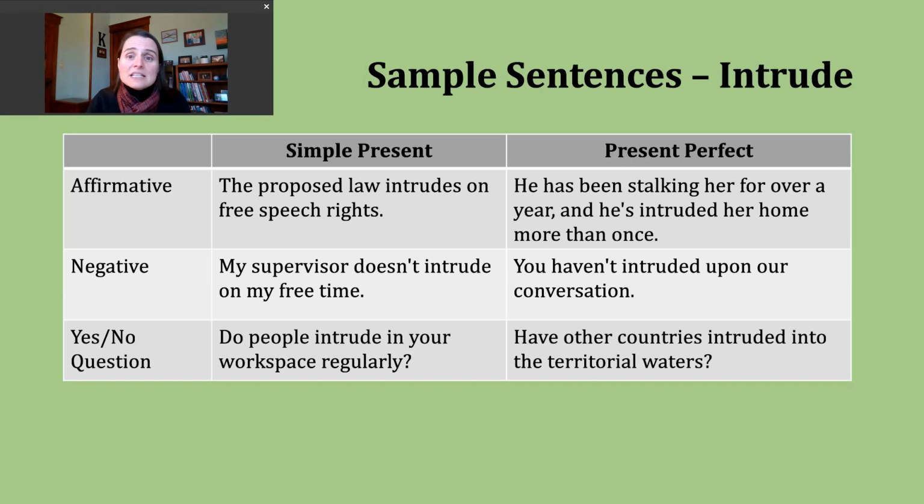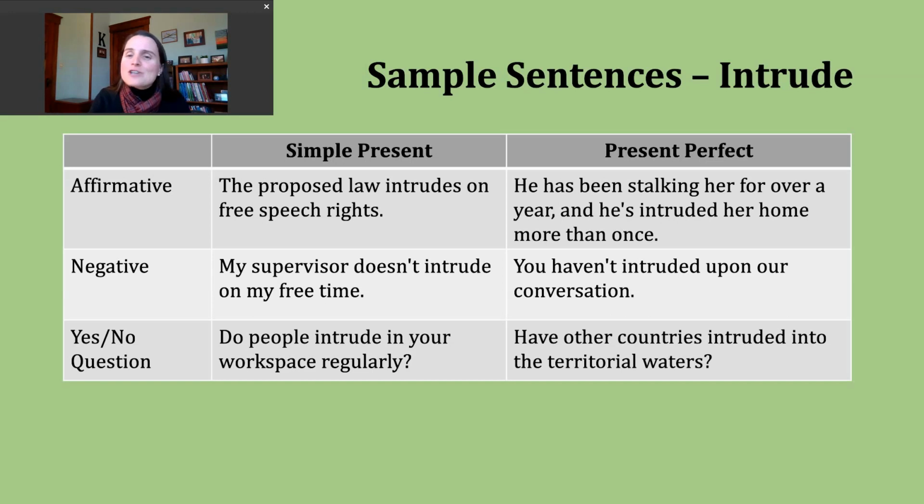So with this sentence, you might notice he has been stalking her is an example of the present perfect progressive. So this is an action started in the past and it seems to be continuing into the present. The second part of the sentence is where you get the present perfect. He's intruded her home more than once. Now, we don't know exactly when that occurred or when the multiple occasions have been. We just know that it's happened at some point in the past.